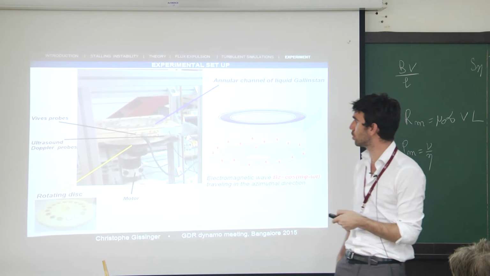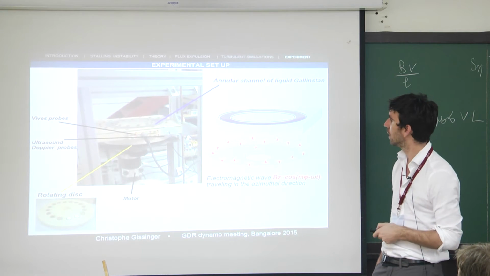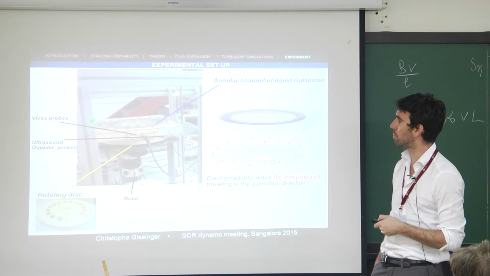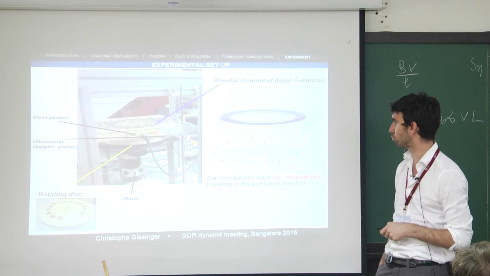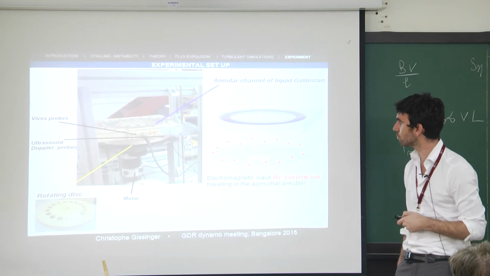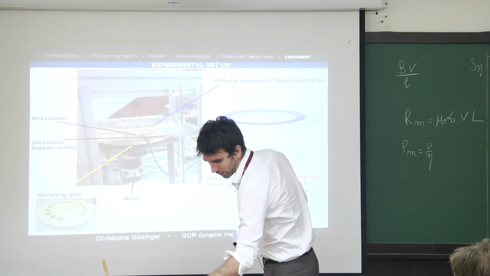So that's the idea. To measure the flow, we're using ultrasound Doppler measurements. We also have some potential probes. We tried a pressure sensor, not very successfully. But these two are enough to characterize the flow.